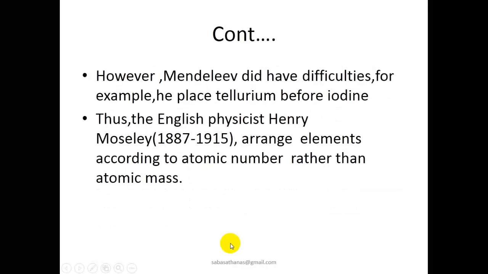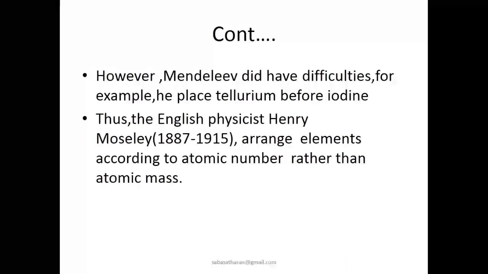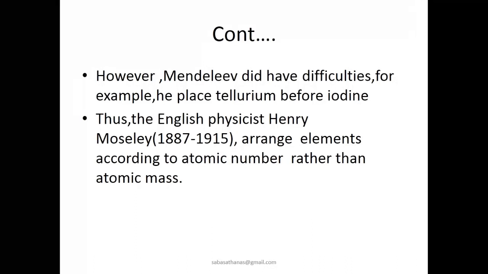Lakini Mendeleev alipata difficulties. Did he have difficulties? For example, he placed tellurium before iodine, kutokana alikuwa anaenda anarrange in order of increasing atomic mass. Ni kweli anaangalia octave, lakini sasa ukiangalia, atomic mass yake ilikuwa ni kubwa zaidi ukilinganisha na iodine. Kwa hiyo unakuta sasa zikaleta mchanganyiko.